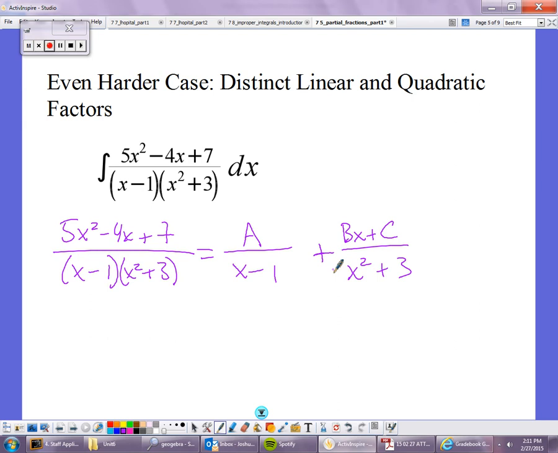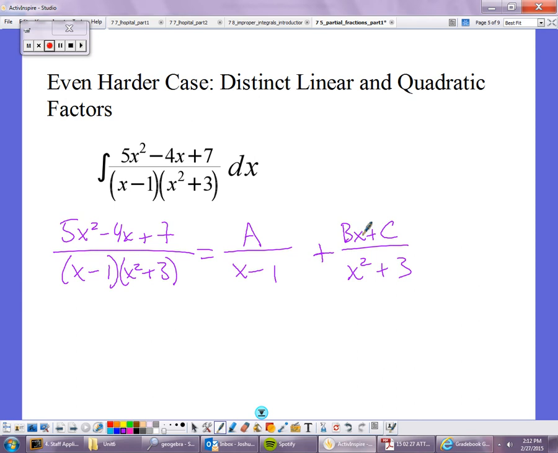The rule of thumb is that the numerator is always going to be 1 degree less than the denominator. If the denominator is a first degree expression, then the numerator is going to be a 0th degree expression. If the denominator is a 2nd degree expression, the numerator is going to be a 1st degree expression, and so on. We won't get into too many cases where the denominator is a 5th degree expression, so the numerator has to be a 4th degree, because that would just be hideous, and we wouldn't bother with that.